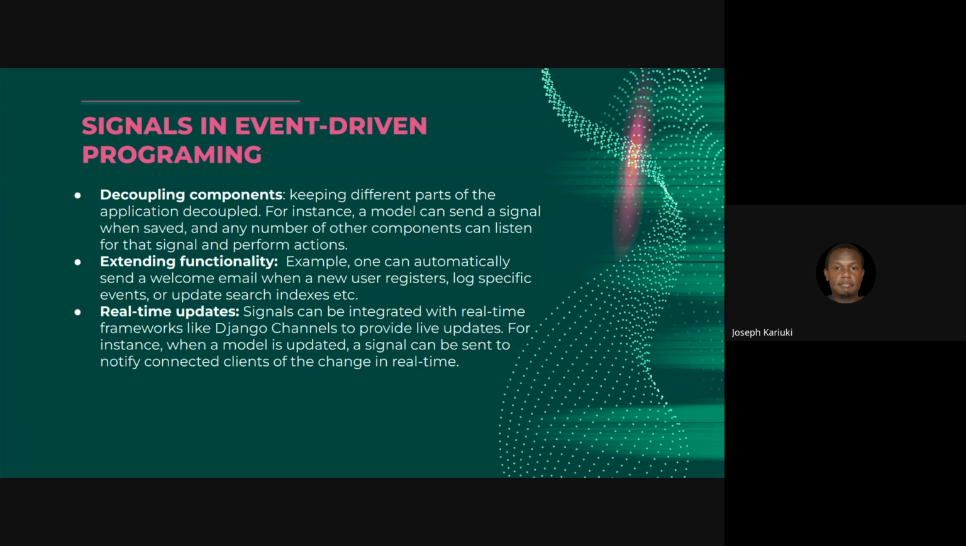Now we have extending of functionality. For example, one can automatically send a welcome email when a user registers, and we are going to demonstrate this, then log specific events or update search indices, if you're using a search function in your Django application. And then we also have real-time updates, whereby signals can be integrated with real-time frameworks like Django Channels to provide live updates. There is a concept called WebSockets, and these can be integrated with Django signals to provide updates in real time.